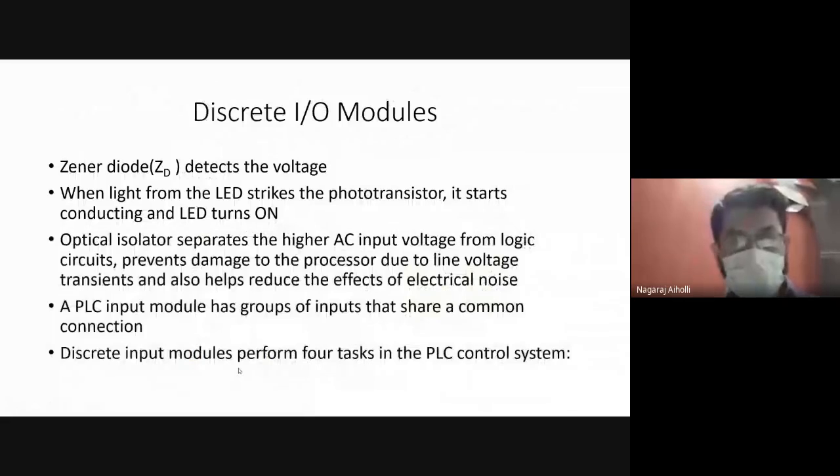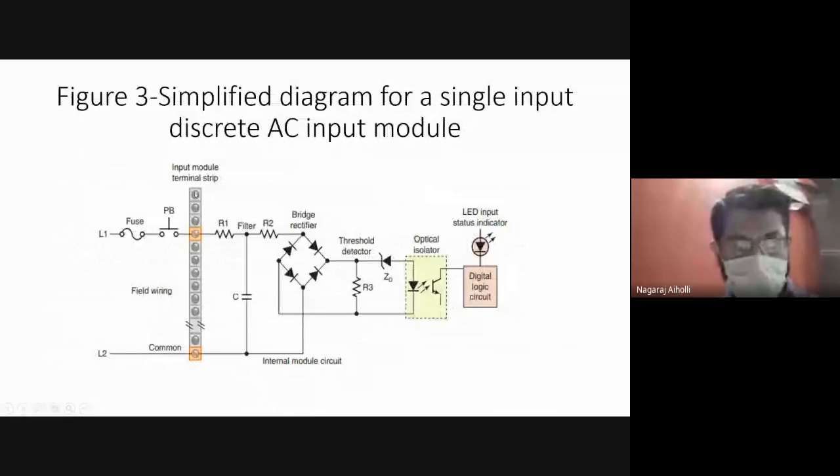A PLC input module has groups of inputs that share a common connection. Here we have many input channels with a common channel. The last one is the common channel for this particular input module.